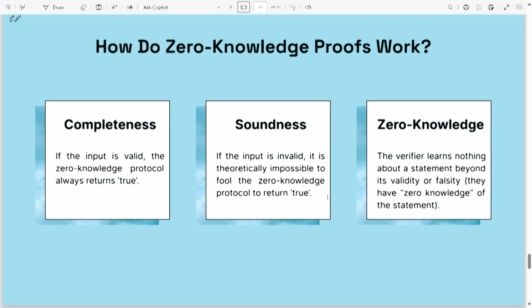So the zero knowledge part is why we call this proof zero knowledge, which states that the verifier doesn't learn anything about your secret values. That means you have a zero knowledge proof.